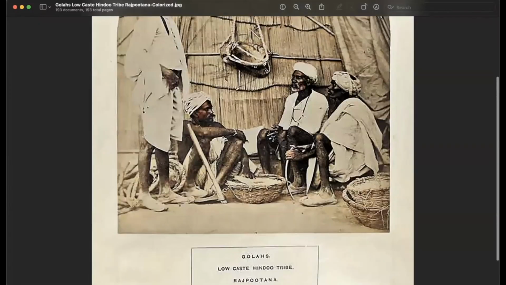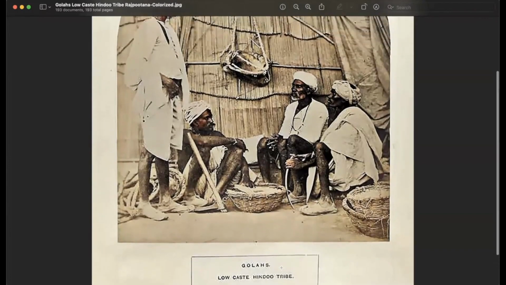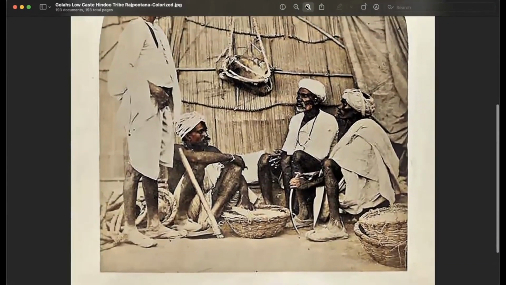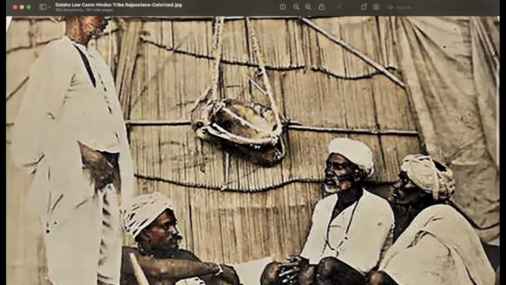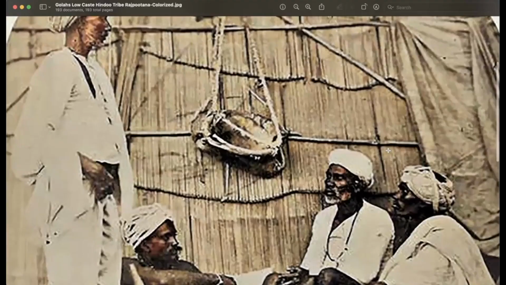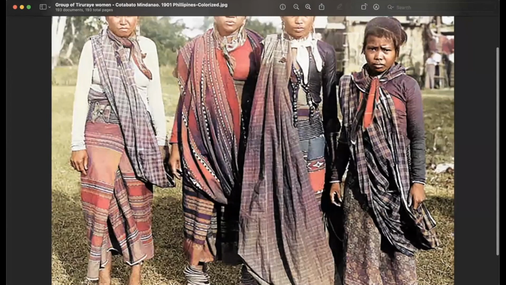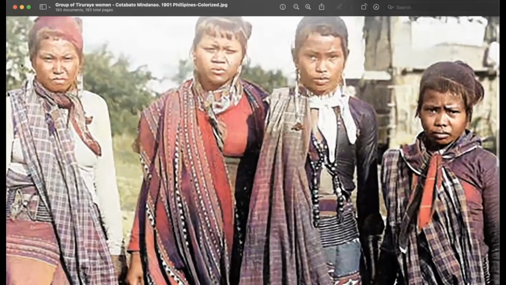Right here, we got some Golas, some low-caste Hindu tribe in Rajputana region of India. Now, very interesting name, Golas, huh? Golas, Gula, Gola. Could there be a connection with the Gula of America? Gola, Gula. Right here we have a group of Tiruray women from the Cotabato, Mindanao region of the Philippines, 1901. And again, these people were being called Moros or Muslims, Moros, Moors. These people were being called Moors in this area.